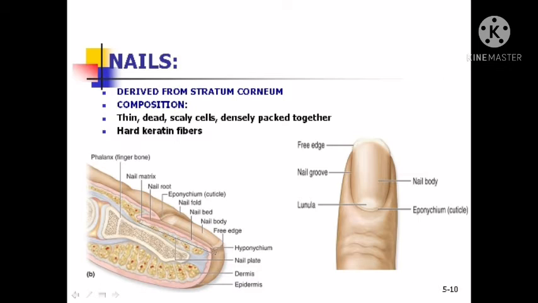The various parts of the nail are the eponychium, hyponychium, nail groove on both sides, the nail body or the nail plate, the free edge, and the lunula, the whitish crescentic area on the nail.